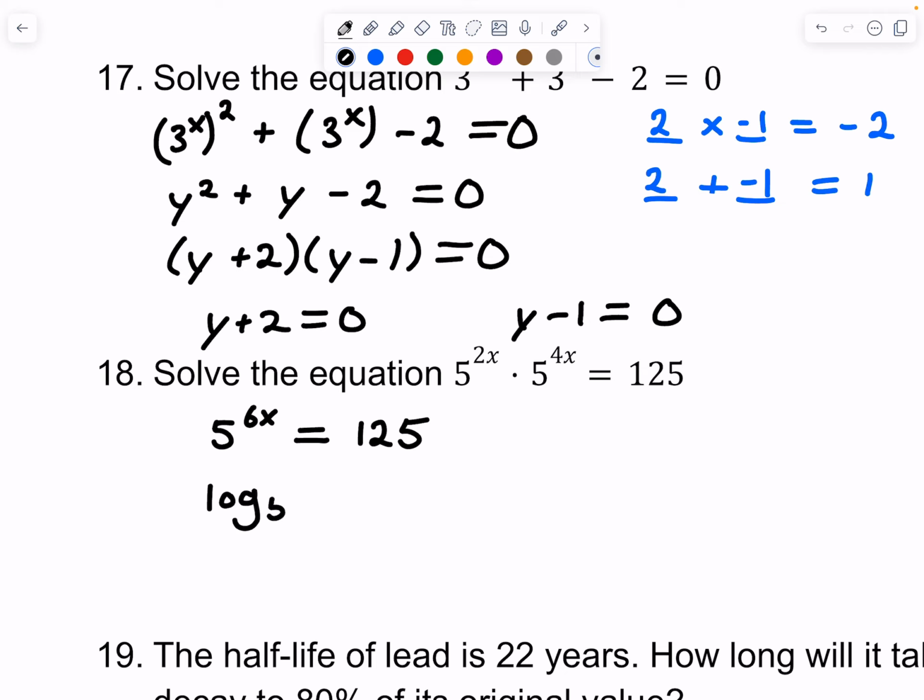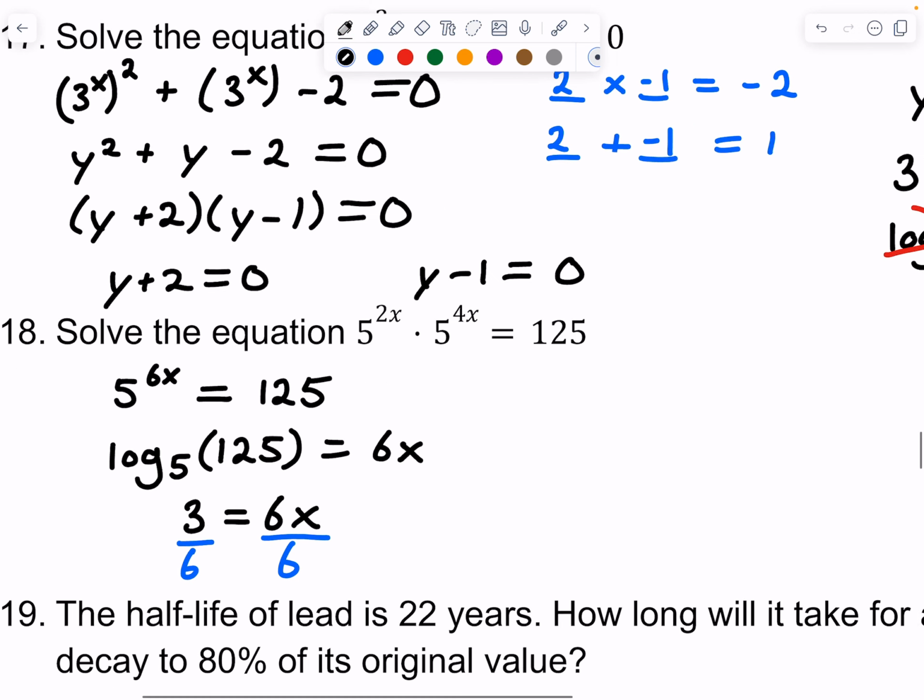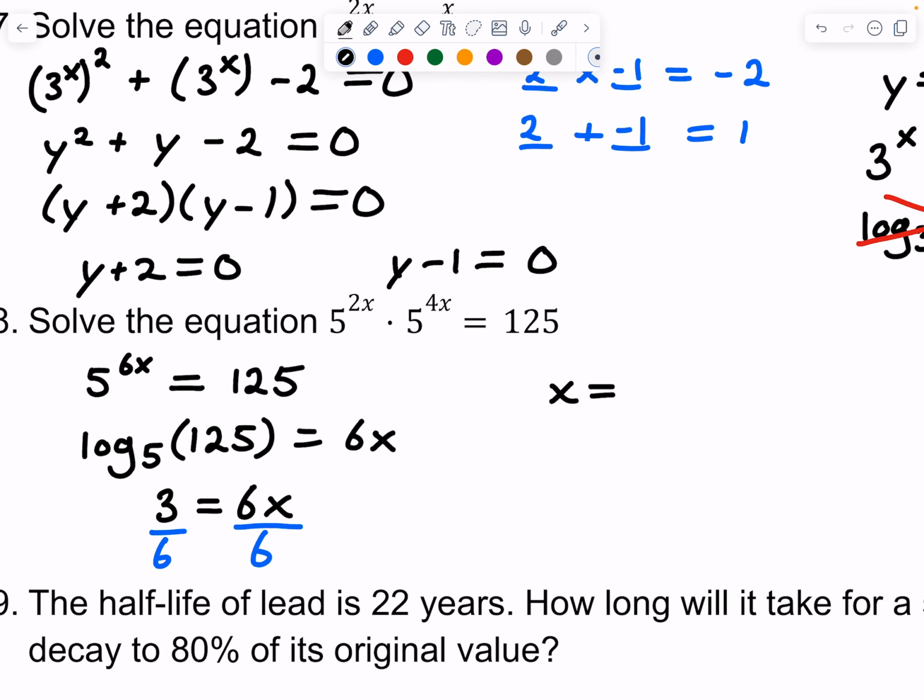We've got log base 5 of 125 is equal to 6x. You can check it in your calculator if you need to, but if I said, what power do you have to raise 5 to in order to get 125? You might know that the answer is 3. And if you didn't know, you can always do it in your calculator. From here, I'm going to divide by 6, and I'm basically done. I get x equals 3 over 6, which simplifies to 1/2.